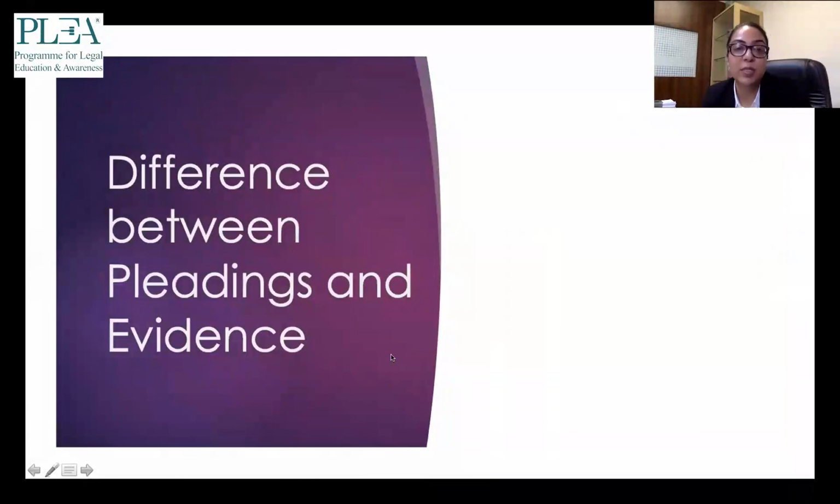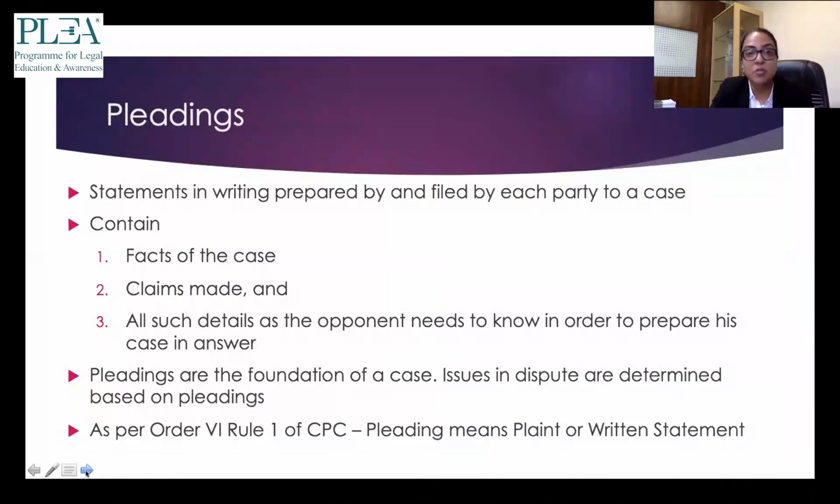So first of all, we start with the difference between pleadings and evidence, right? So what are pleadings? Pleadings are statements in writing which are prepared by and filed by each party to a case. So what will the pleadings contain? The pleadings will contain the facts of the case. The pleadings will contain what the claims are. All the details which the opponent needs to know in order to prepare his case should be contained in the pleadings. Now, pleadings, as you all know, are the foundation of the case, and the issues which are in dispute between the parties are determined on the basis of pleadings, right?